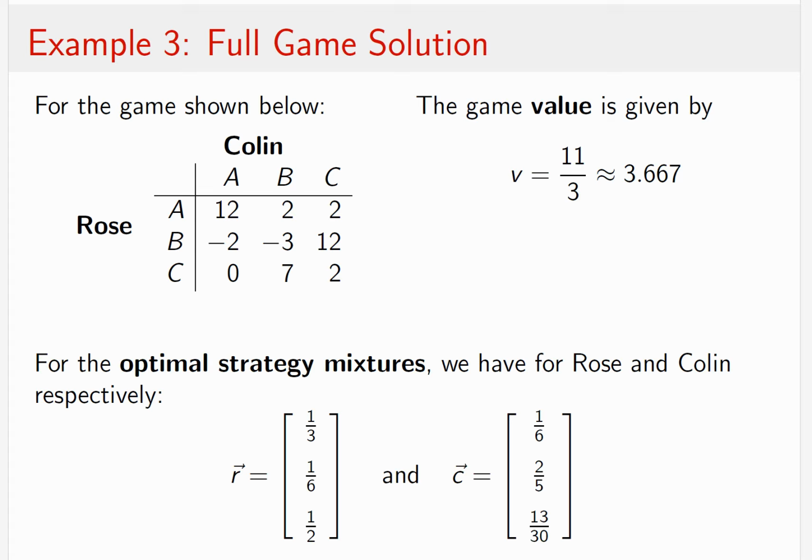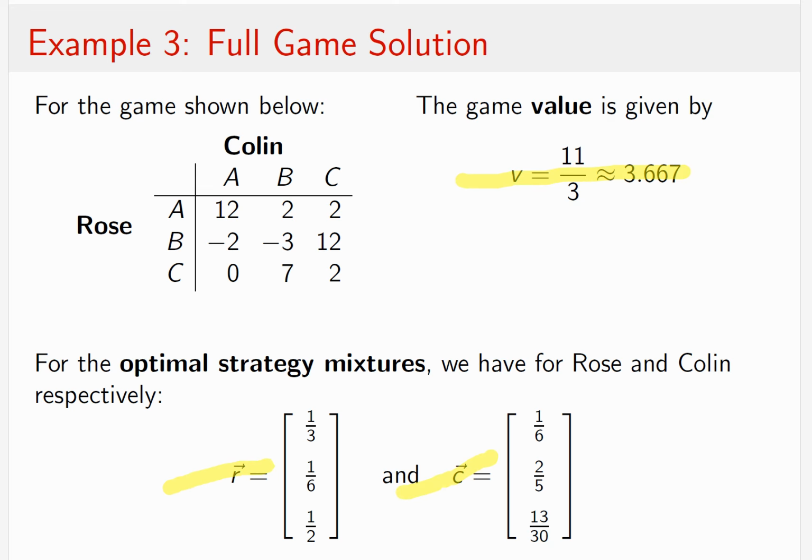Okay, so what are the key points? The key points are there are three pieces to a solution in game theory. I have to know the value, I have to know the optimal strategy mixture for Rose, and I have to know the optimal strategy mixture for Colin. Once I have those three things, I have a solution to the game.